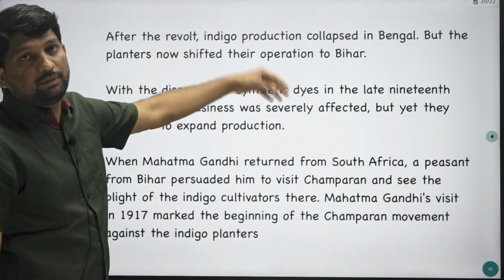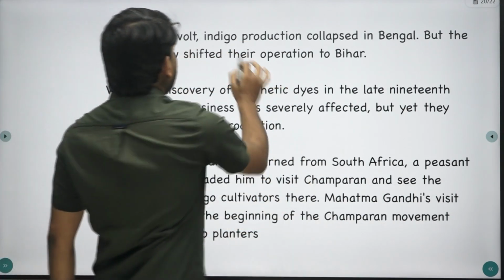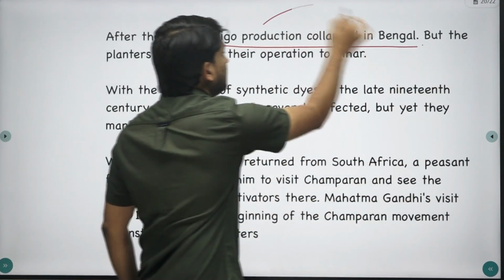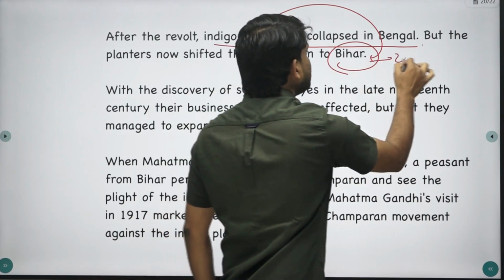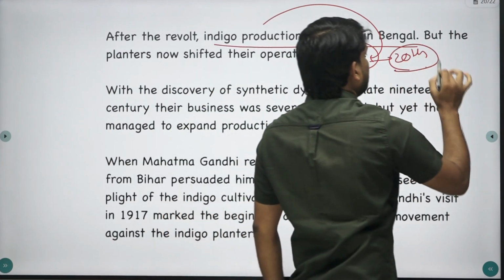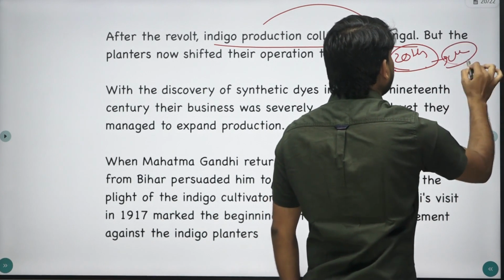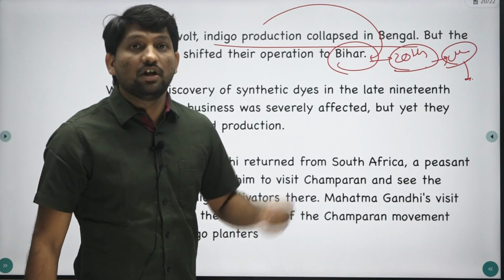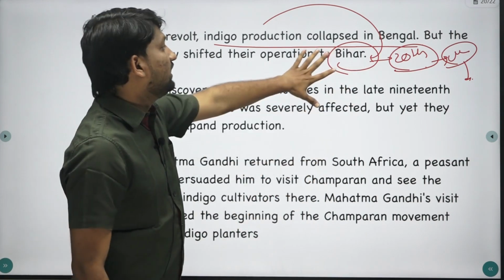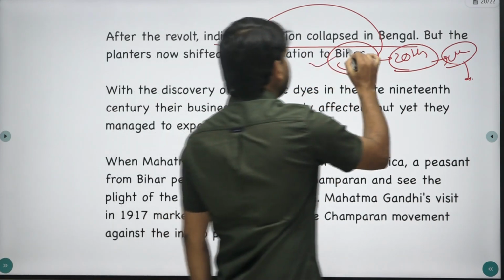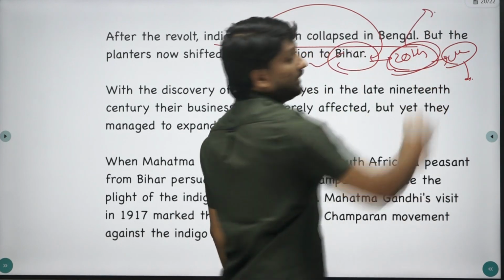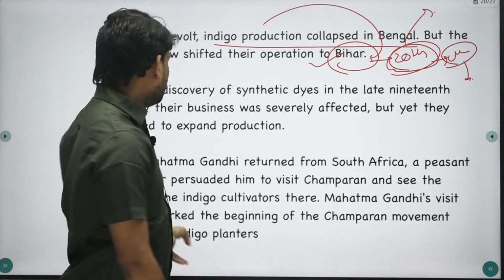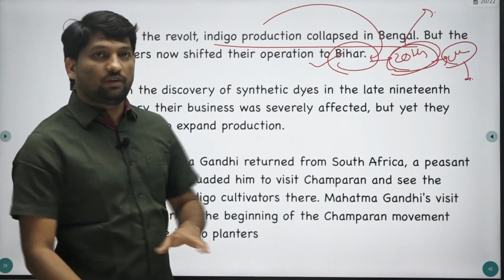After this revolt, indigo production collapsed in Bengal. But now these planters moved to Bihar. And in the 20th century, we will see the Champaran Satyagraha. It was against these planters who were forcing the cultivators, forcing the peasants to cultivate indigo in Bihar. We will see this when going forward, after the arrival of Gandhi. So this is about the second part of chapter 3.